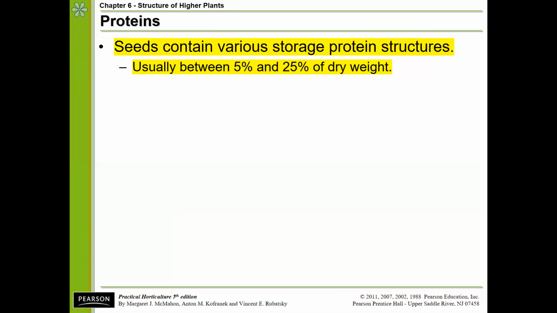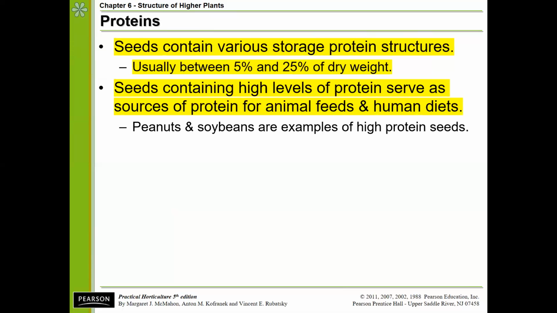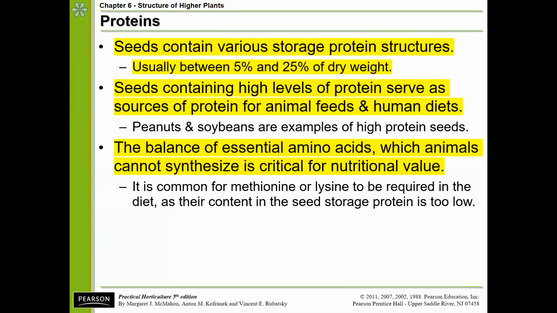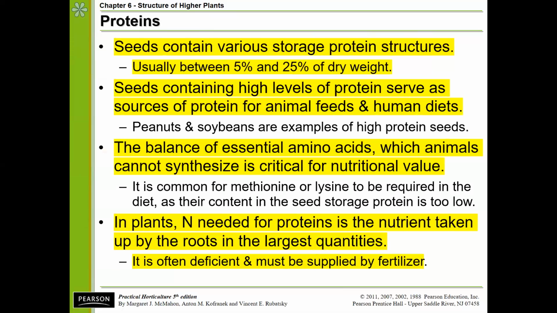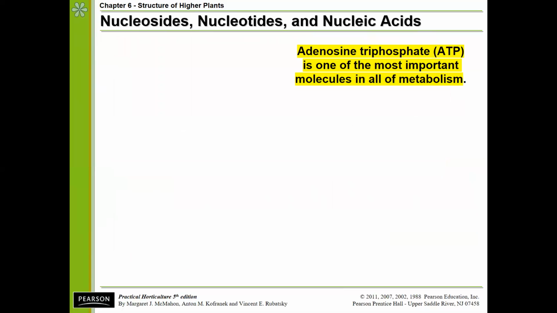There are various storage protein structures in seeds, and that's what makes seeds so important for human nutrition, as well as animal feeds. They're generally 5 up to 25% of the dry weight of seeds. It's the balance of essential amino acids in these proteins, which we cannot synthesize, that is critical for their nutritional value. And in plants, the nitrogen is needed for the proteins. Again, one of the nutrients that is taken up by roots in the largest quantities and one of the most often deficient nutrients that has to be supplied by fertilizer.